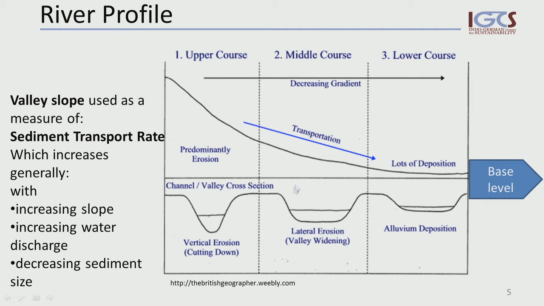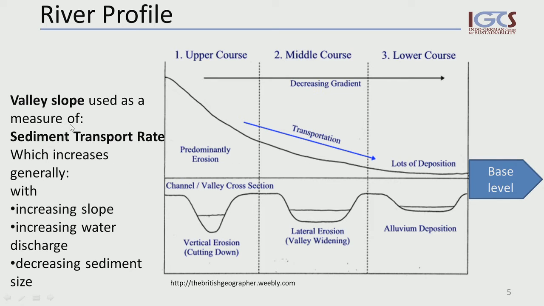In the middle course, we probably will observe more widening. We will see wide, vast valleys, and what is most prominent is lateral erosion taking place along the flanks of the river valley. And in the lower courses, we will observe more of the deposition of these fluvial sediments and a refilling of the floodplain level.